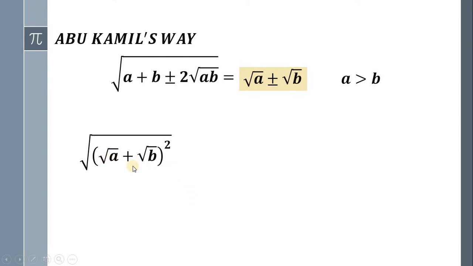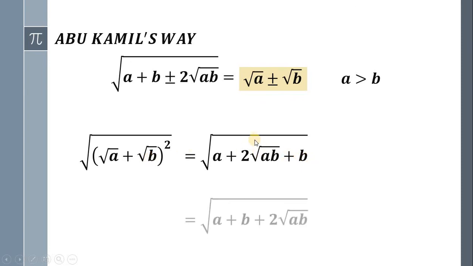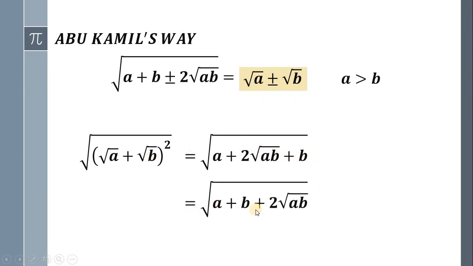Now at this point, we need to expand the inside part. So square root of a plus square root of b raised to 2. And we get square root of a raised to 2 will give us a. Then the middle term is 2 times the product of these two terms. We have 2 times square root of a times square root of b or simply 2 times square root of ab. And the last term must be the square of square root of b. And square root of b raised to 2 will give us b. Now rearrange and we get square root of a plus b plus 2 square root of ab.